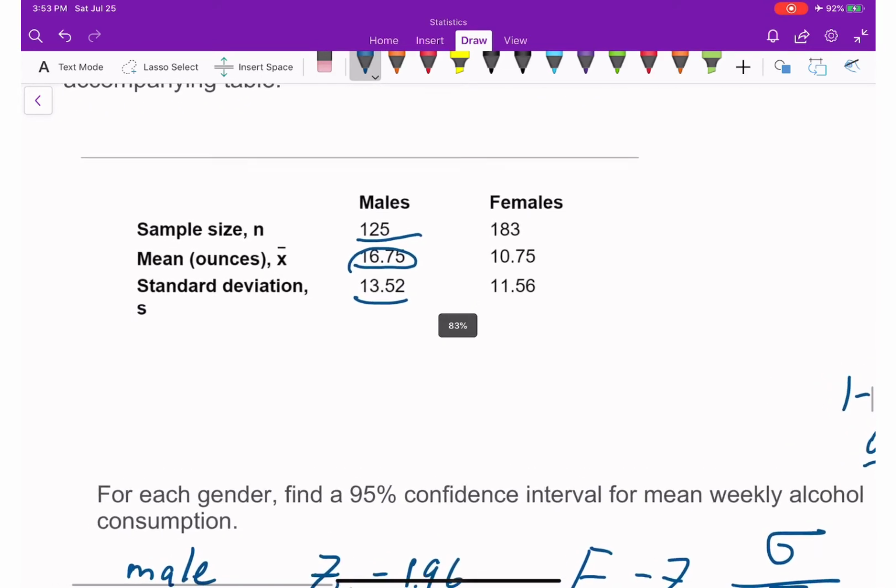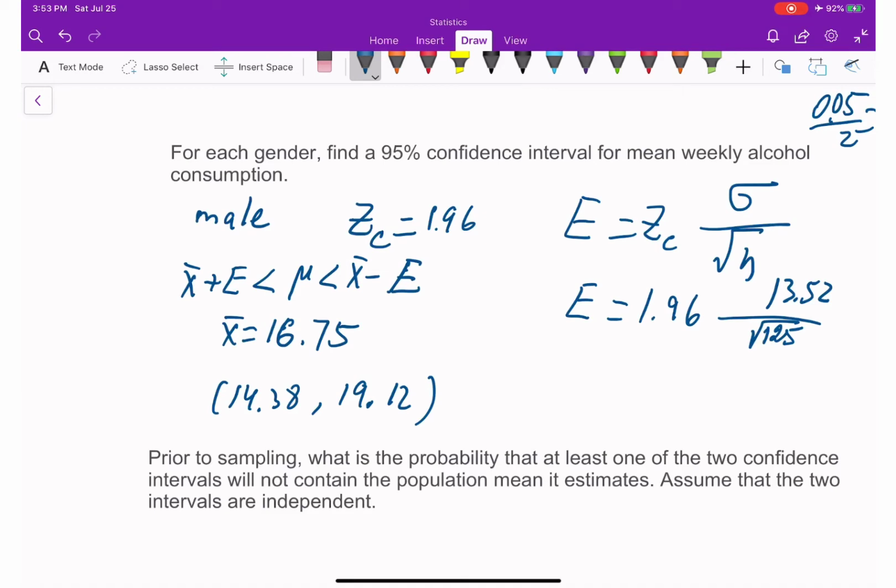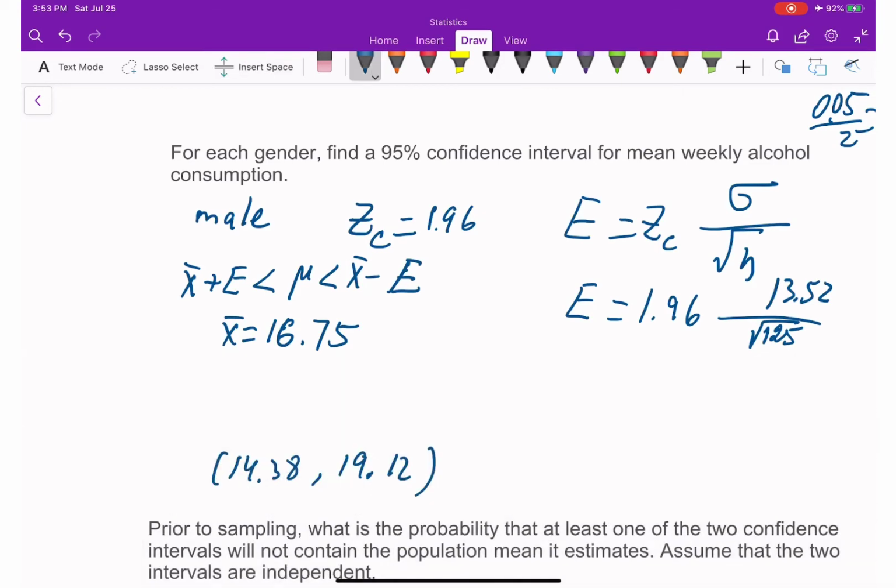$16.75 right here. So if you take 16.75, do minus this error, whatever you get, and then you take 16.75 plus that error. Okay, let me solve this one.